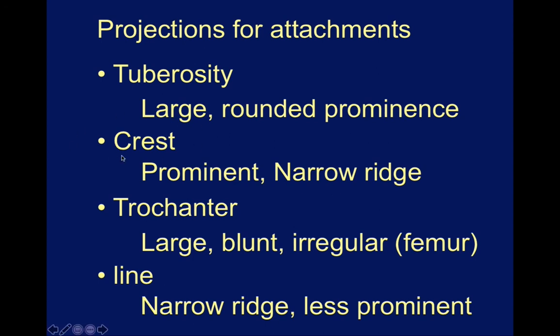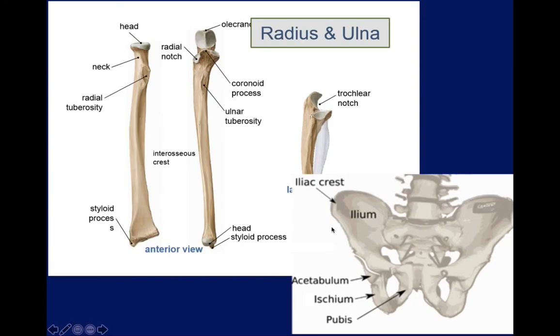Crests are the next bone marking that we will see. These are prominent ridges that can be found on bones. One great example of a crest that can be found on the skeletal system is the iliac crest that will be found on this portion of the coxal bone known as the ilium. We give it the name the iliac crest because of the bone that it's found upon.